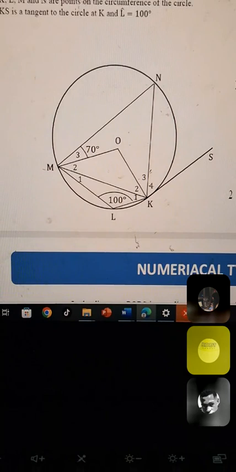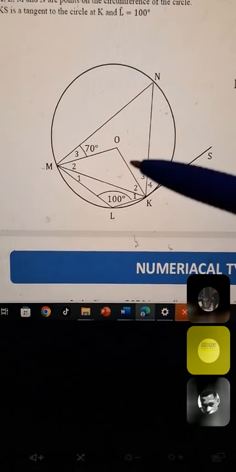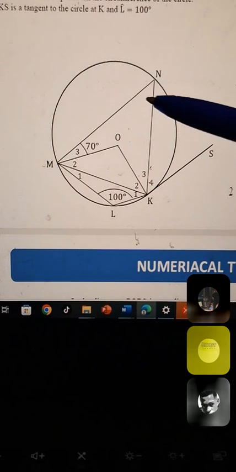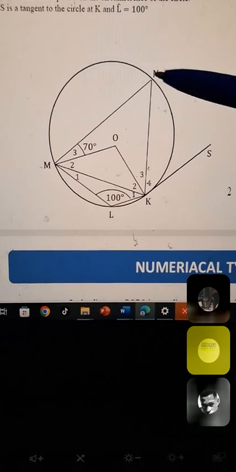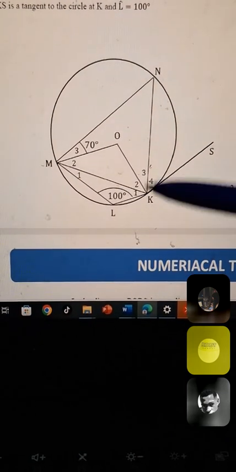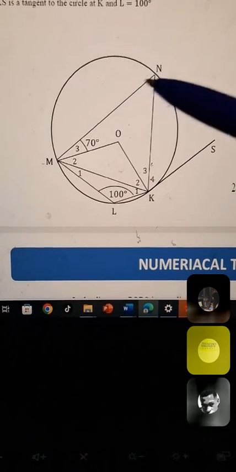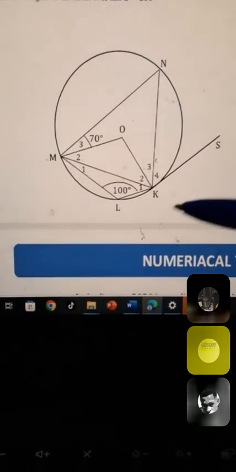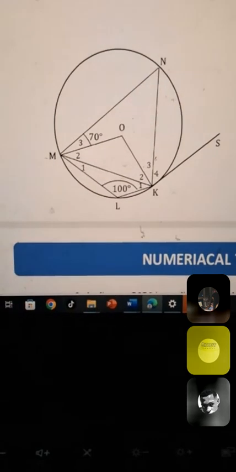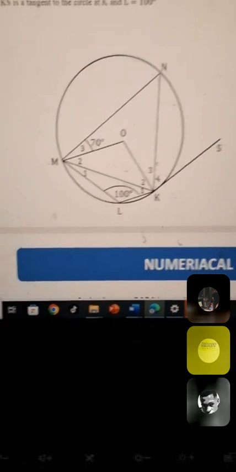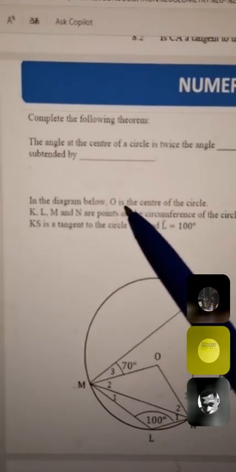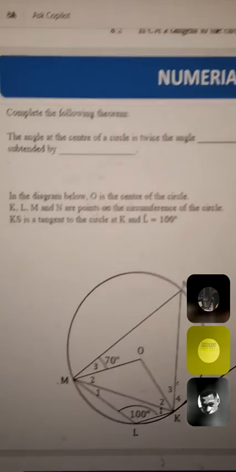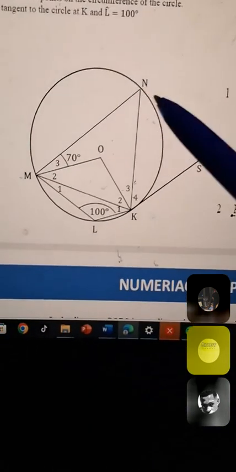So we can find angle N. Yes, angles of a cyclic quad. Hopefully all of you also know that if there are 4 points on the circumference of the circle, then we say they are concyclic, which suggests that this is a cyclic quad. So it's not assuming anything, it's actually looking at what the statement is saying. K, L, M, and N are points on the circumference of the circle. That is just another, hidden way of saying cyclic quad. It's in your face.